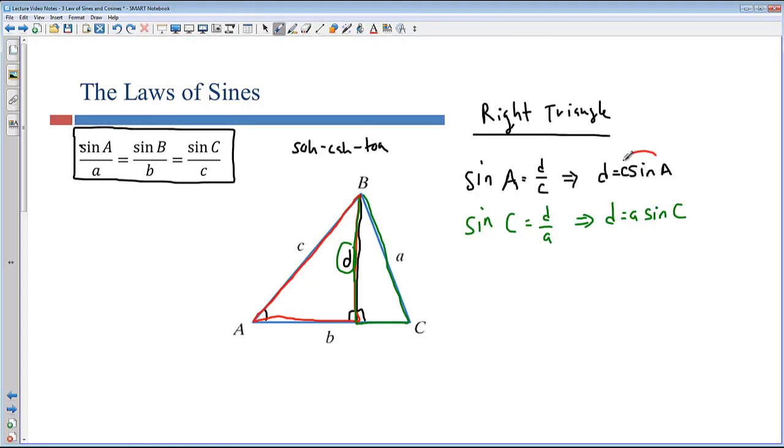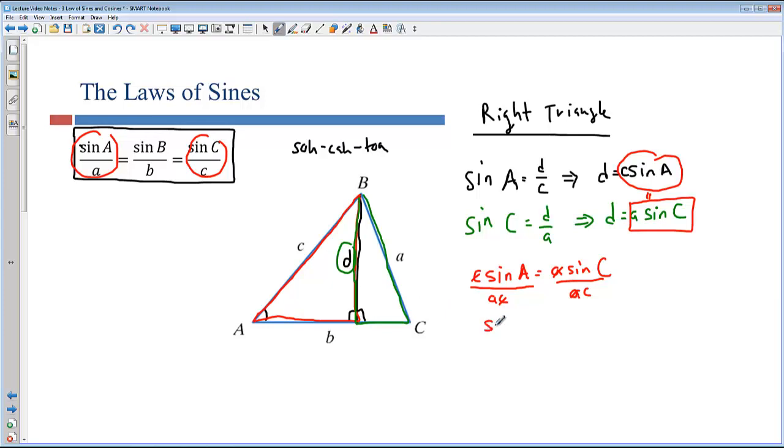And so now what do we have here? What we have is d is equal to this, and d is equal to that. So that tells me that this needs to be the same thing as that. So I can set those two things equal to each other because they're the same. So I have c times sine of angle A equal to a times sine of angle C. And then what I can do is divide both sides by a and c. What you'll notice here is that the c's are going to cancel on the left, the a's are going to cancel on the right, and we wind up getting this equal to that.